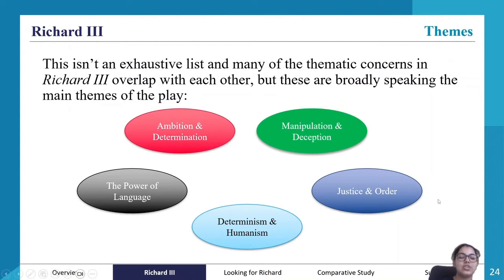Other techniques include determinism and humanism, and justice and order. Obviously, this will focus on this idea of fate versus free will.